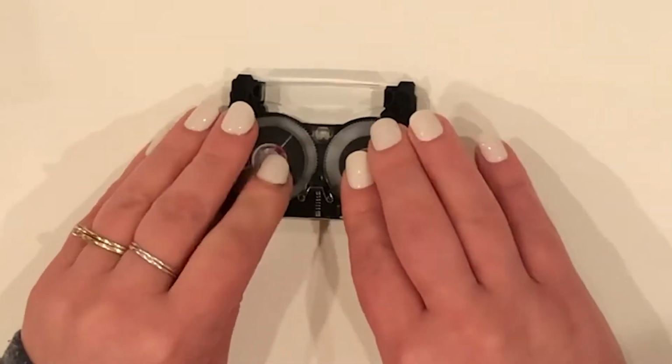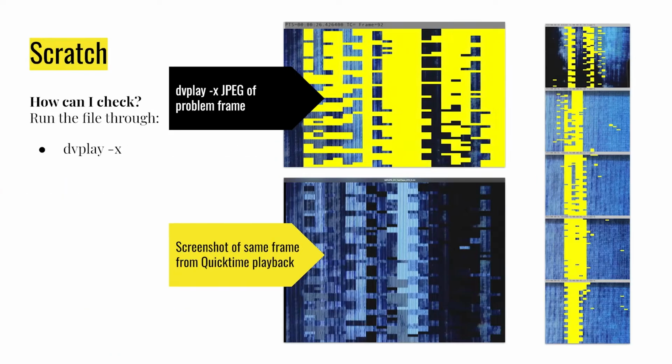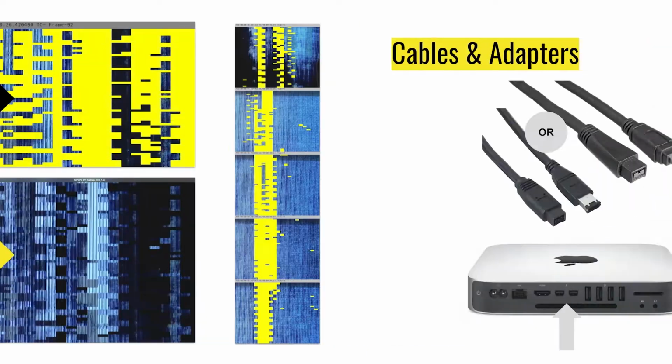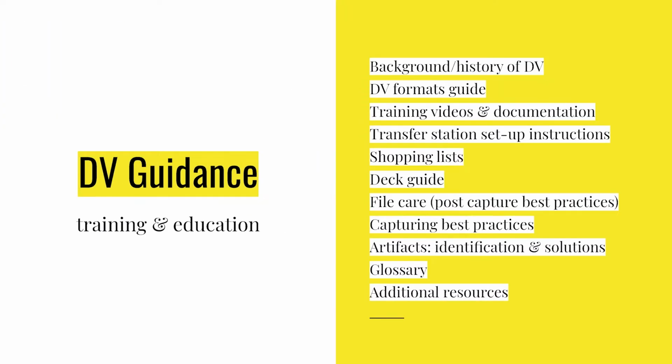DV Guidance comprises a sort of encyclopedia for all facets of DV videotape preservation. The documentation is and will continue to become available in both on and offline formats. We're providing video, audio, textual, and visual examples and instructions to address the following topics: background and history of DV, DV formats guide, training videos and documentation, transfer station setup instructions, shopping lists, deck guides, file care, or post-capture best practices, capturing best practices, artifact identification and solutions, glossary, and additional resources.